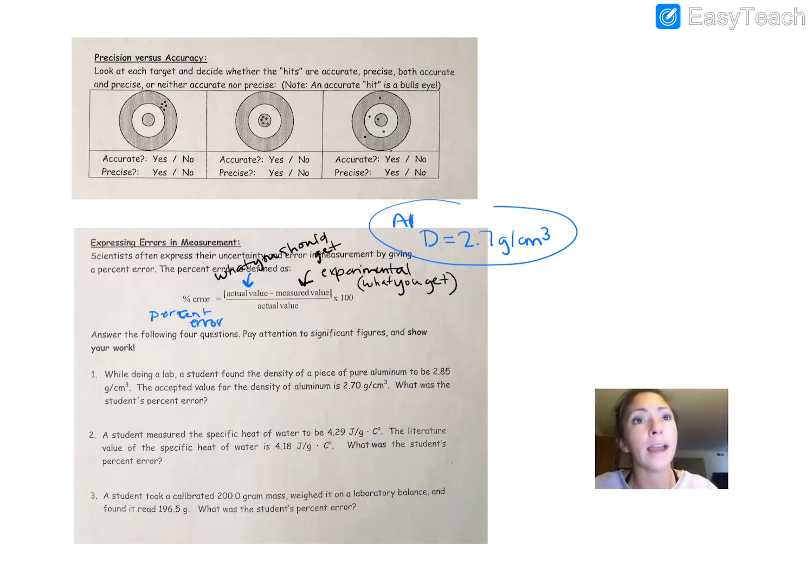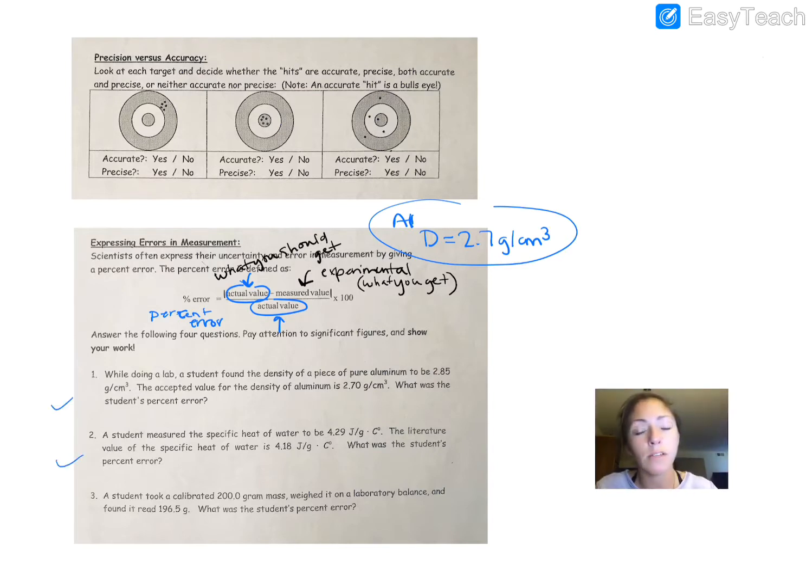So do notice that the actual value shows up twice. This right here is in the numerator of this formula. It's also in the denominator, okay? So it's really important that you realize it's the actual value that shows up in the top and bottom, not the measured value, okay? It only shows up in the numerator. All right, so let's do a practice problem with this, okay?